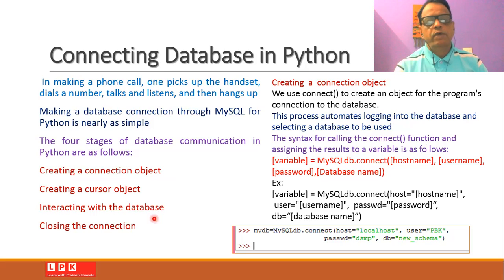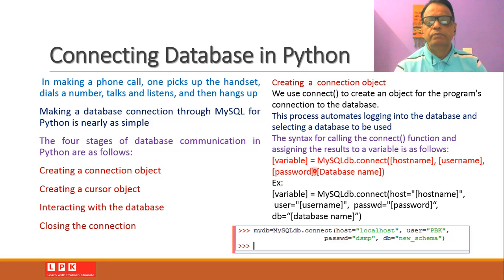Whenever you want to create a connection object, for that you need to use the connect function to create an object for the program's connection to the database. This process automates logging into the database and selecting a database to be used. The syntax for calling the connect function and assigning the result to a variable is to be written like this.